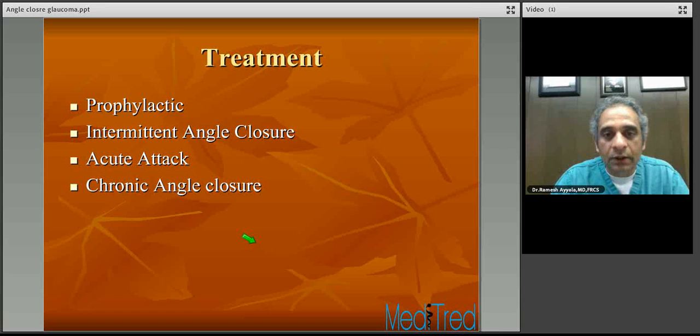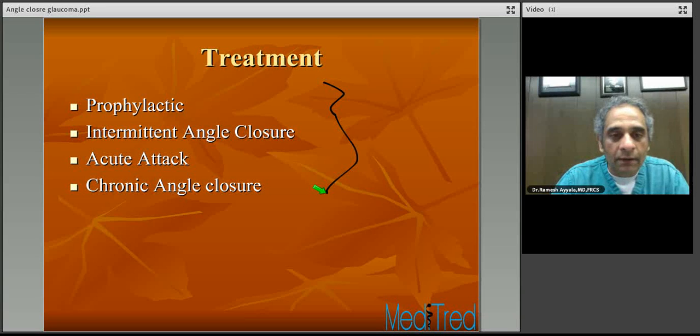So once you have these patients with angle closure, the treatment that you need to offer could be prophylactic, as in a patient with occludable angles, or the fellow eye of a patient with acute attack of glaucoma in one eye. And let's go through the treatment for each one of these steps.